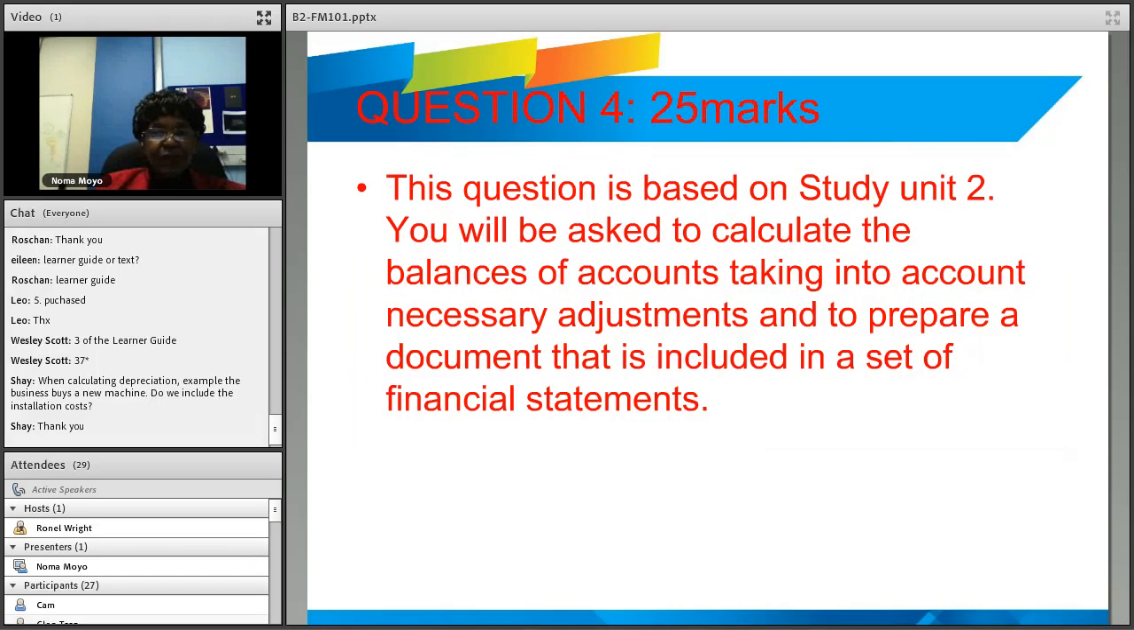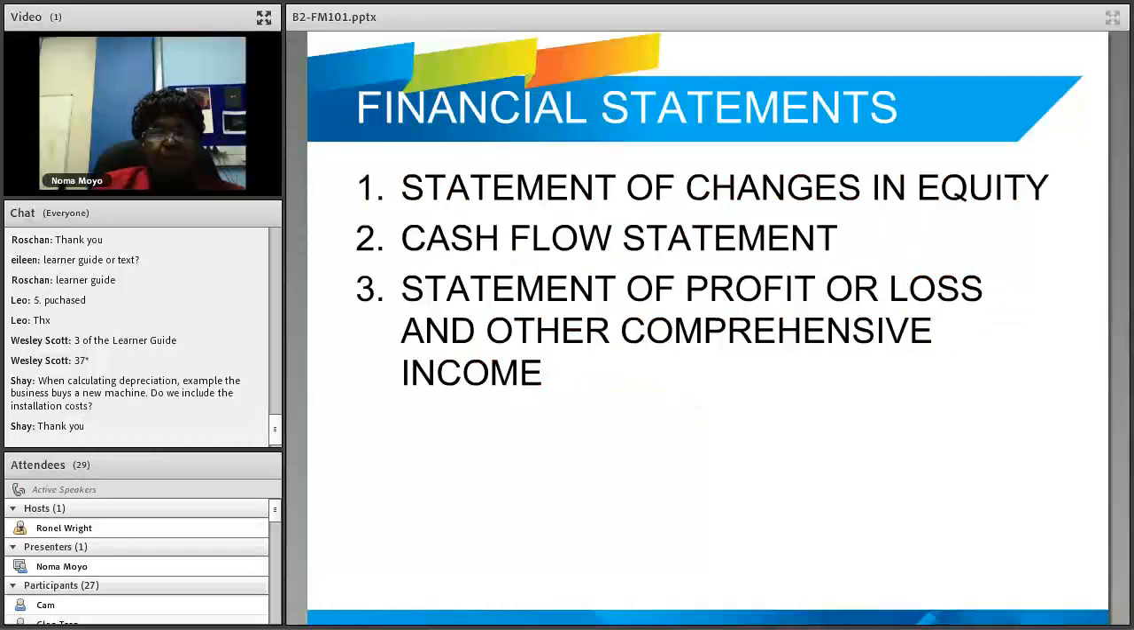Now let's look at question 4. This question is based on study unit 2. You'll be asked to calculate the balances of accounts taking into account necessary adjustments and to prepare a document that is included in a set of financial statements.